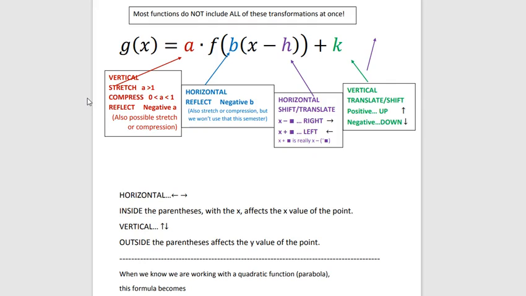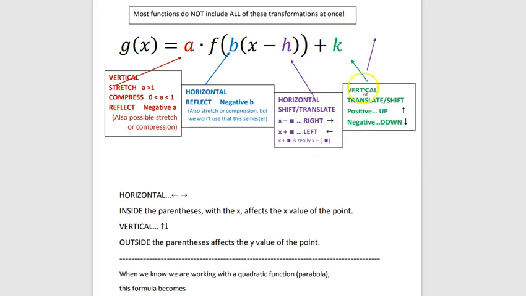Remember, a shift means it's keeping its shape. It's just moving across the coordinate plane. H is going to be horizontal, so left or right. If it says X minus a number, it's going to go to the right. If it says X plus a number, it's going to go to the left. That's because this negative is already here. So anything added to make it a positive means I'm actually adding a negative number inside of it.